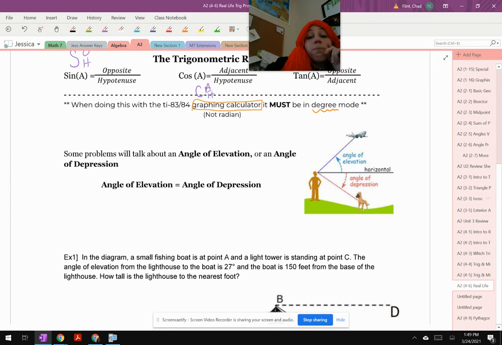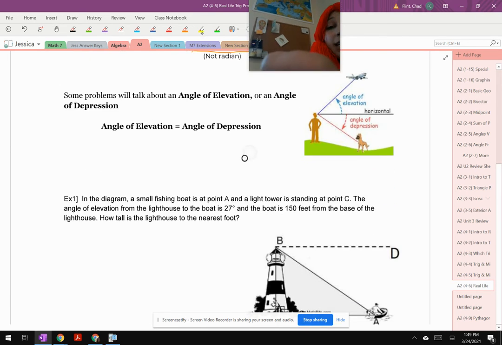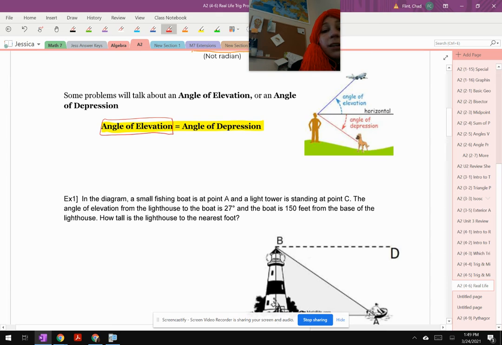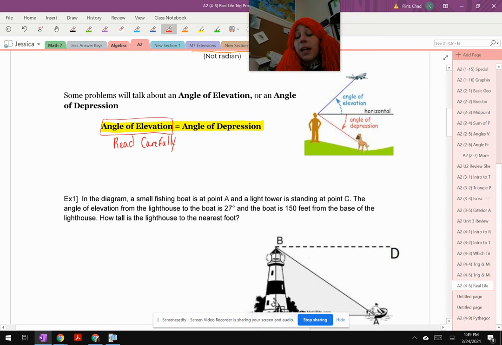Now let's do it here too. So some of these problems are going to talk about an angle of elevation or an angle of depression. What you need to know about those is that the angle of elevation is equal to the angle of depression. We are going to be focusing more on the angle of elevation. You have to just read carefully to figure out where that angle goes.